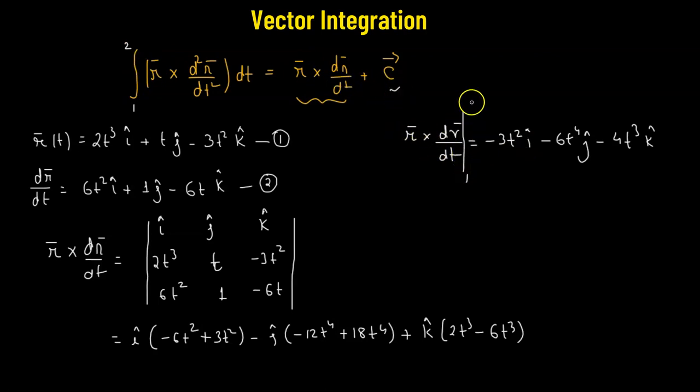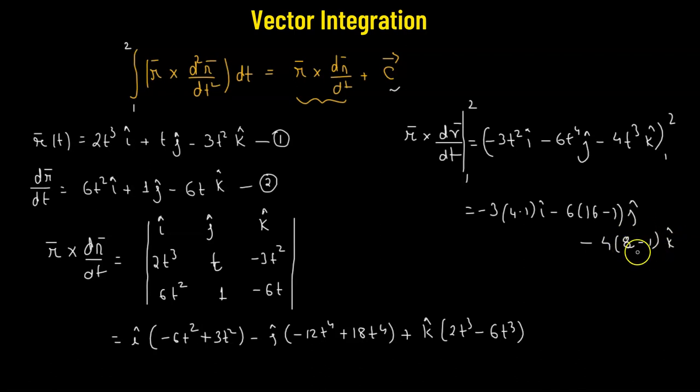So let's compute the value of this vector at the end points. For the first, we have negative 3 times t squared, so that will be 2 squared minus 1, so that's 4 minus 1, i cap, minus 6 times t to the power of 4, so that's 2 to the power of 4, which is 16, minus 1, j cap, minus 4 times t cubed, so that's 2 cubed, which is 8, minus 1, k cap. So let's find the value. We have negative 3 times 3, so that's negative 9 i cap, minus 6 times 15, so that's 90 j cap, minus 4 times 7, so that's 28 k cap.